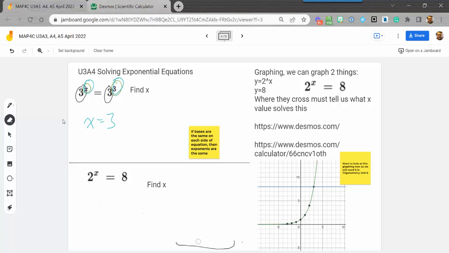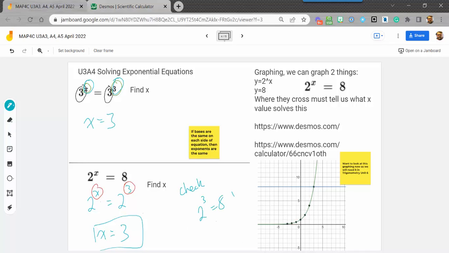Same one on the next one, however, we're going to have to break it down a little bit and say I don't have a 2 on the right hand side. So I could take advantage of saying, well, I know that 8 is the same thing as 2 cubed. So I could say 2 to the x equals 2 cubed. Now I can do it just like the previous question. If the bases are the same, then those exponents must be the same, and I could be left with x equals 3. I could double check my work. Check. 2 to the power of 3 equals 8. Yep. So if x is 3, that works. 2 to the cubed is 8.